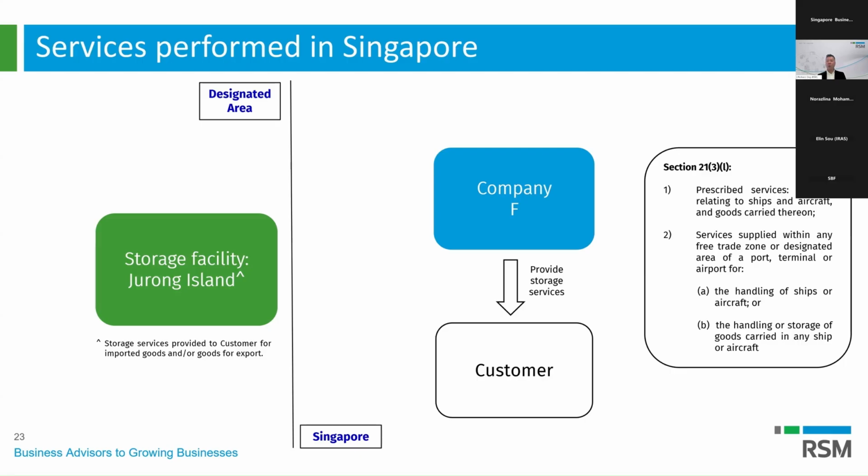Secondly, services supplied within any free trade zone or designated area of a port, terminal, or airport for the handling of goods, ships or aircraft, or the handling or storage of goods carried in any ship or aircraft. That's point 2. So if you agree, these storage services which Company F provides relate to customers' goods which are imported, carried on board ship. And for goods that are exported, obviously, if you send to Jurong Island, it cannot be exported via aircraft, it must be exported via ship. Since these two conditions apply, zero rating will also be applicable when we raise that invoice.